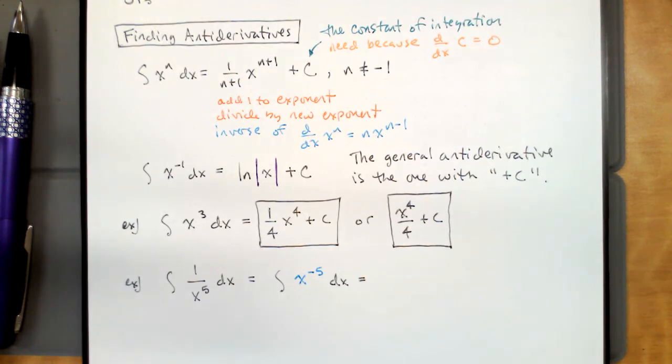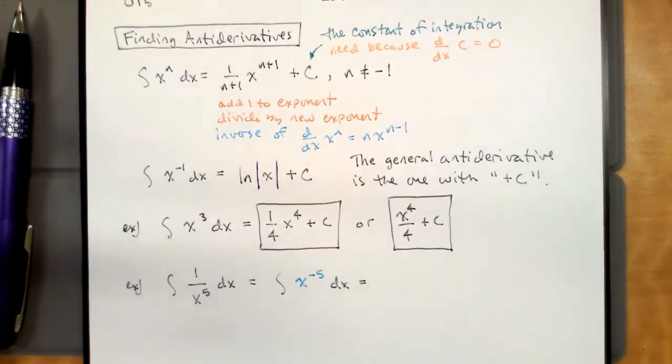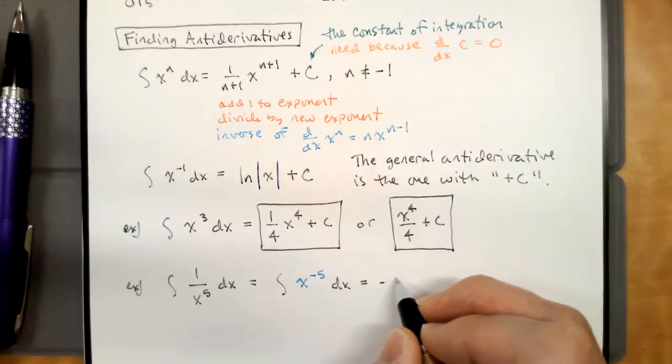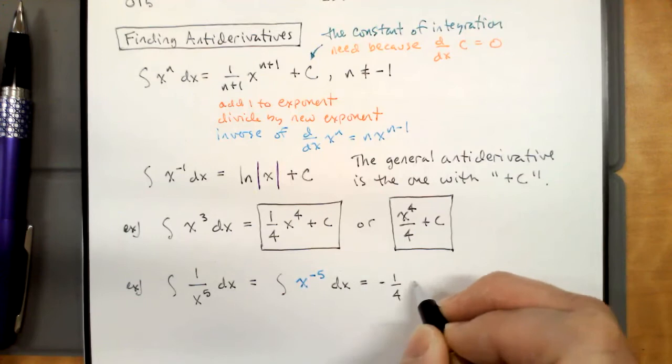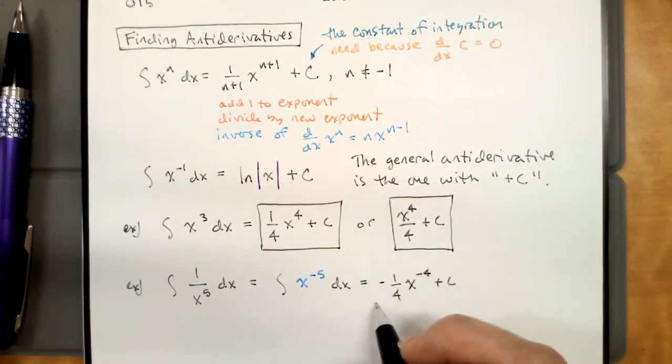Tricky part here, -5 plus 1 is -4. I know you're all thinking, I would never make that mistake. And I promise you, we had a quiz on this on Monday. Statistics indicate that 1/3 of you would take -5, add 1, and come up with -6. I wouldn't make fun. These are just facts. So I have a -1/4 x to the -4 plus c.